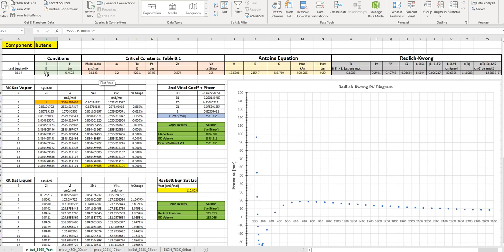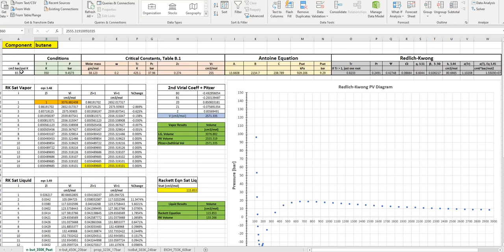The temperature that we're dealing with is 350 Kelvin. The pressure is 9.4573 bar. We want to calculate the molar volume of butane at these conditions. And so this top row, one of the things you'll learn when you're doing spreadsheets, once you figure out what you're doing, you're going to spend most of your time formatting. That's just the nature of dealing with Excel.